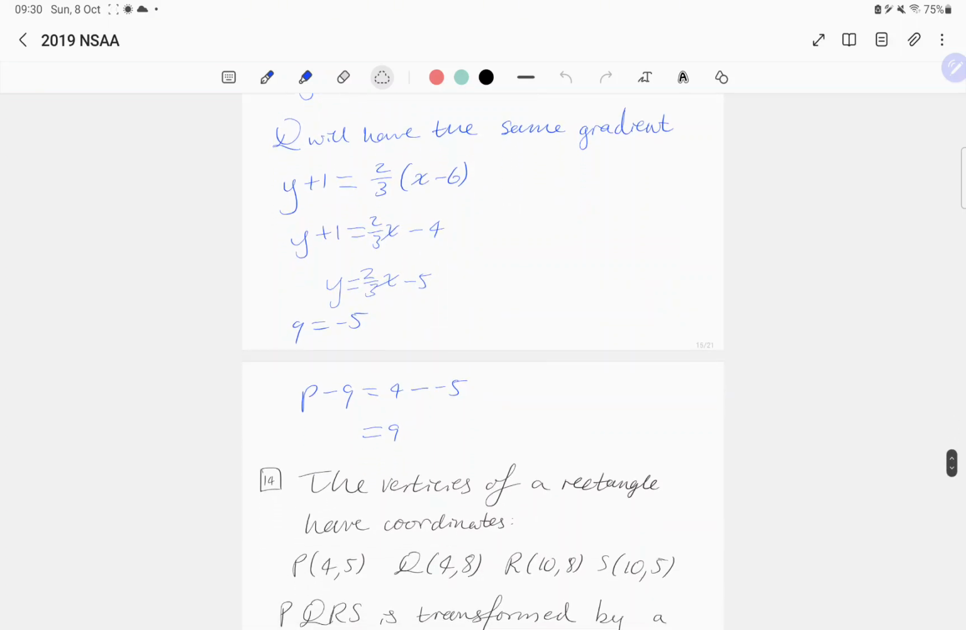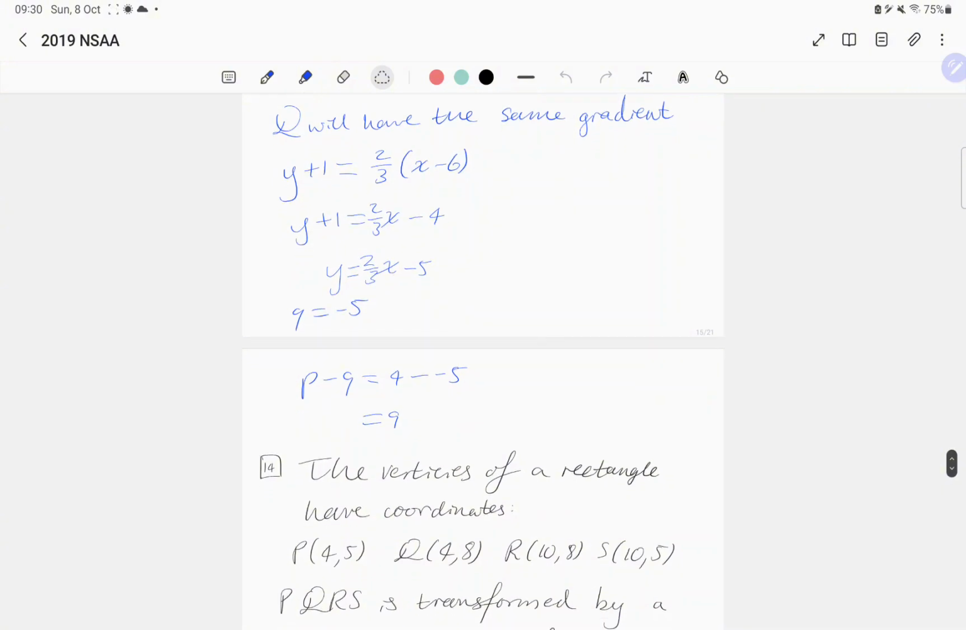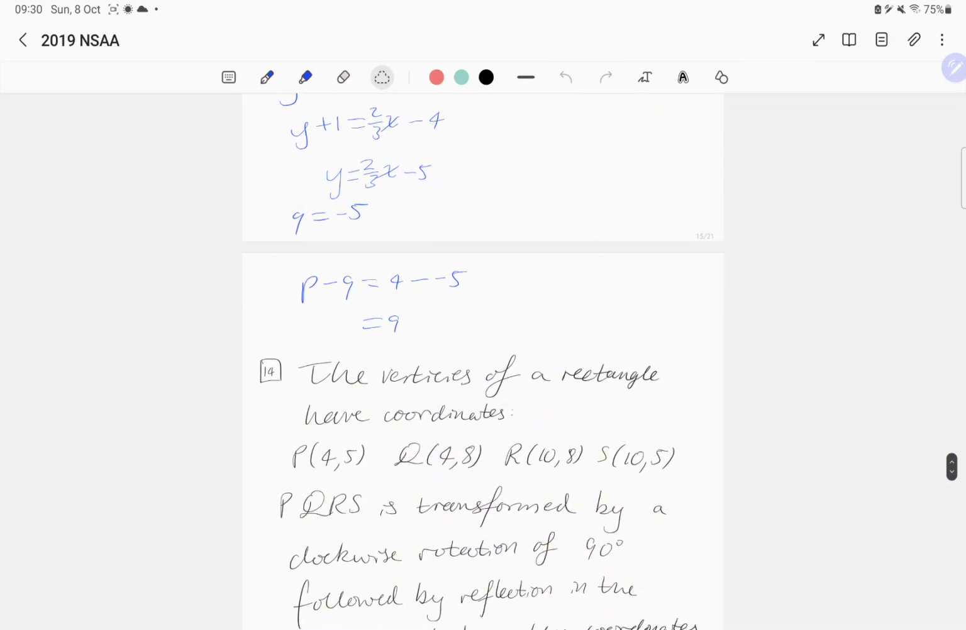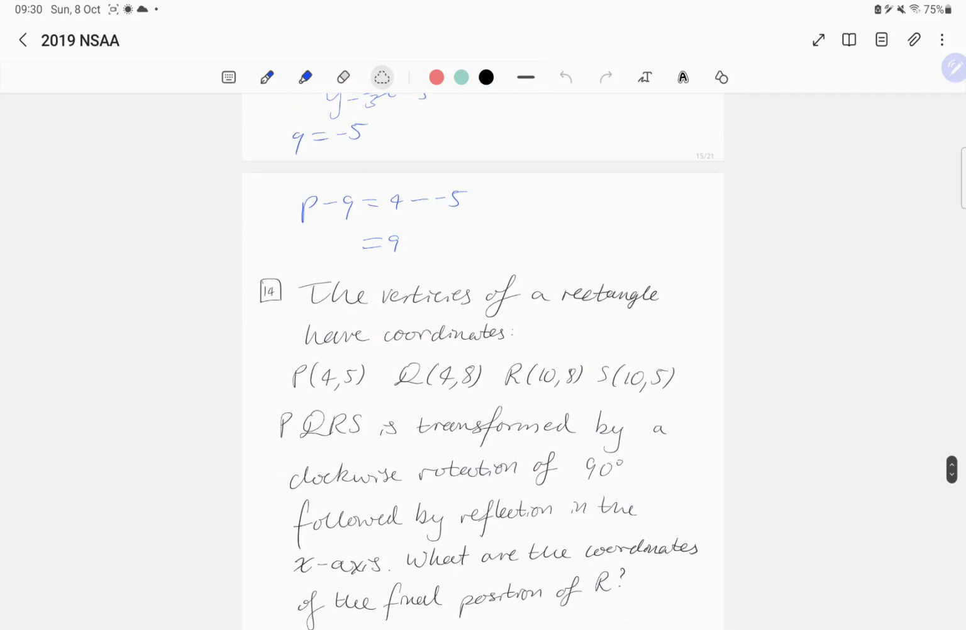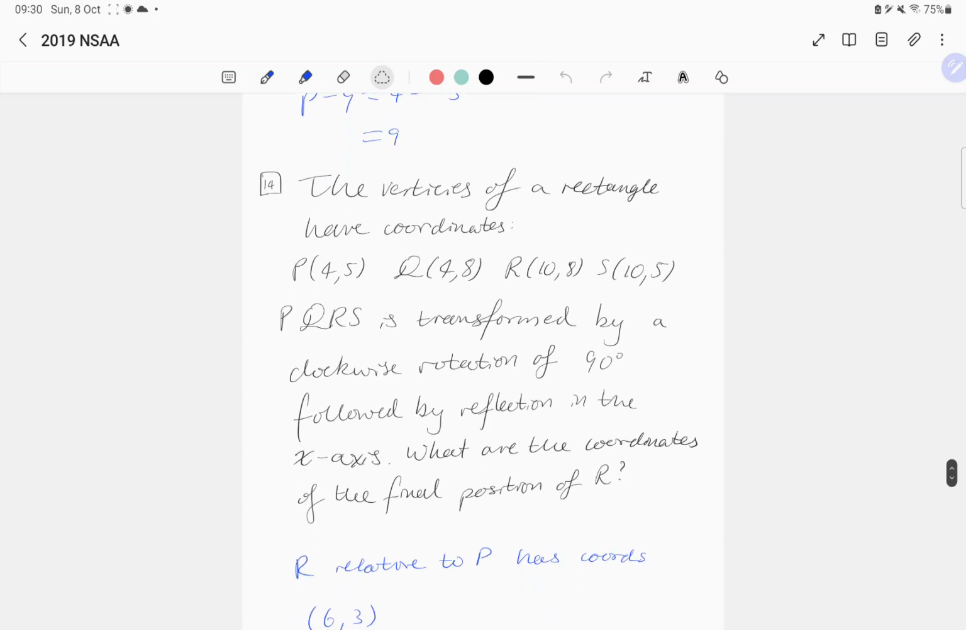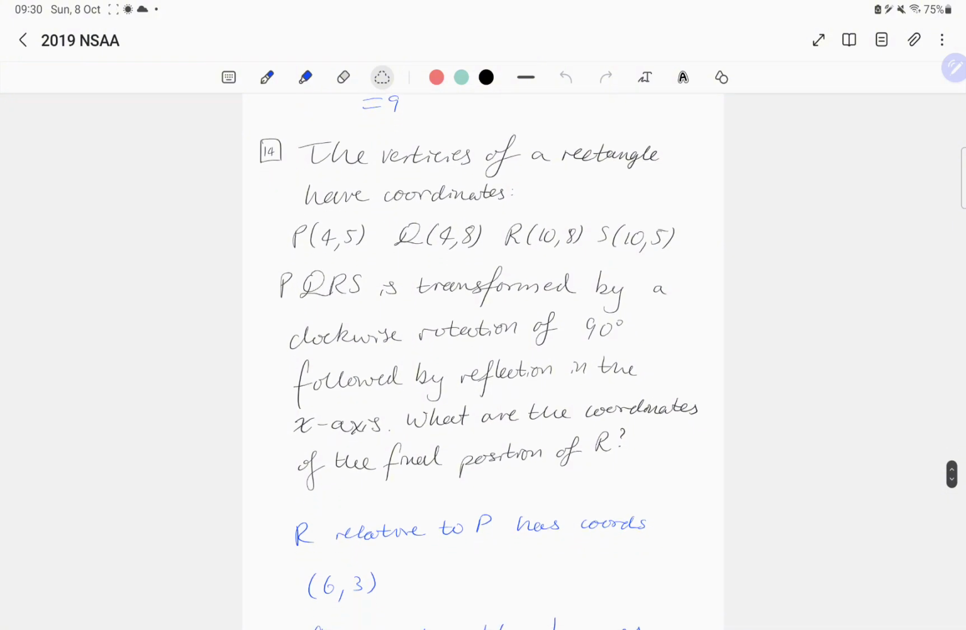The vertices of a rectangle have coordinates P (5, 4), Q (4, 8), R (10, 8), and S (10, 5). PQRS is transformed by a clockwise rotation of 90 degrees around P, followed by reflection in the x-axis. What are the coordinates of the final position of R?